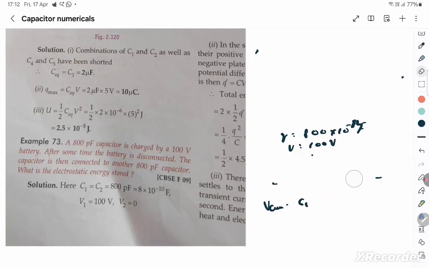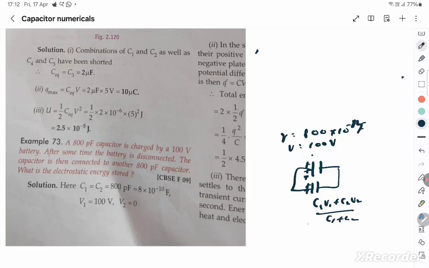The concept that we studied is we had connected it like this, with the positive and a positive, and so we denoted C1 V1 plus C2 V2 by C1 plus C2 being the V common potential. The charges will flow until they attain a common potential. So you calculate this. Once voltage is 0 because V2 is 0, V1 is 100, and the capacitance is given, 800 picofarad.